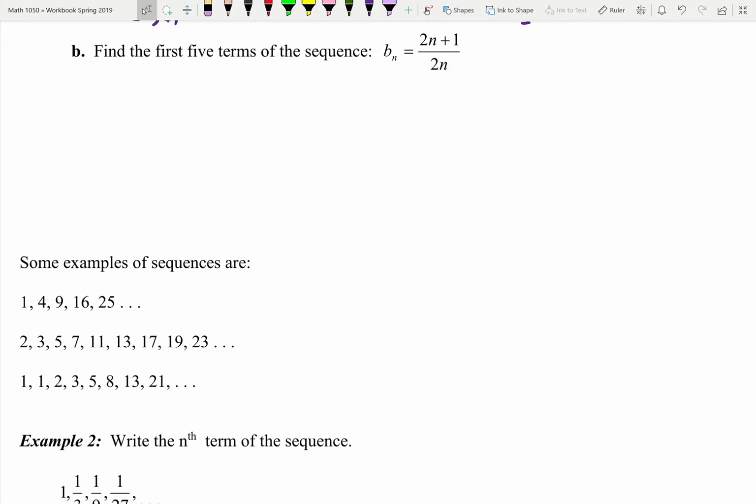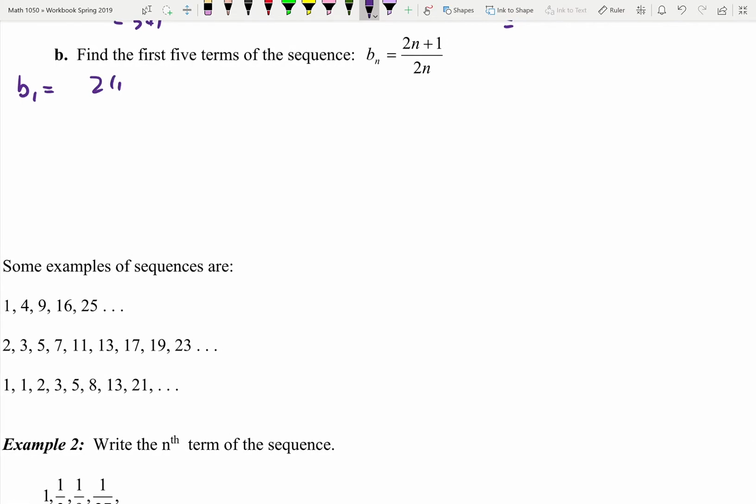Find the first 5 terms. So I want you to write down b sub 1, and then I need you to understand that n is a 1. So just go 2 times 1 plus 1 over 2 times 1. 2 times 1 is 2. 2 plus 1 is a 3. On the bottom, 2 times 1 is a 2. So the first term is 3 over 2.